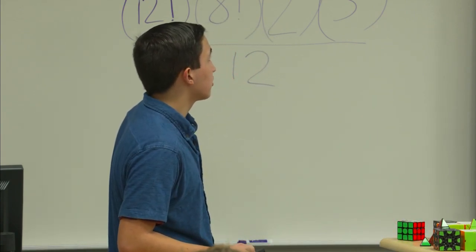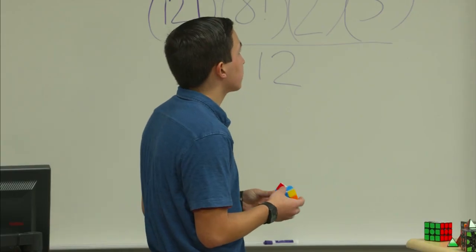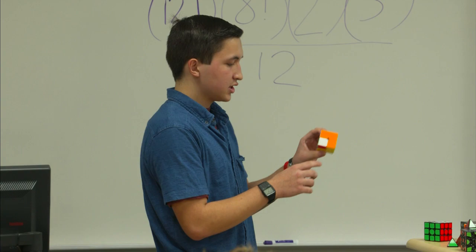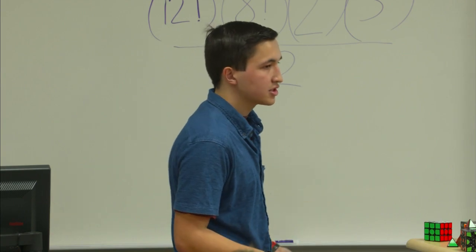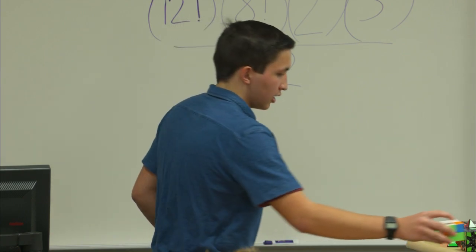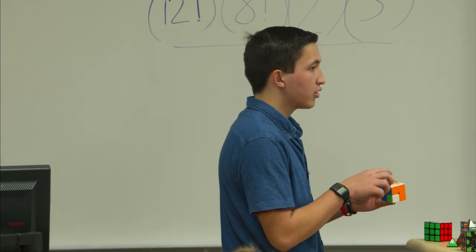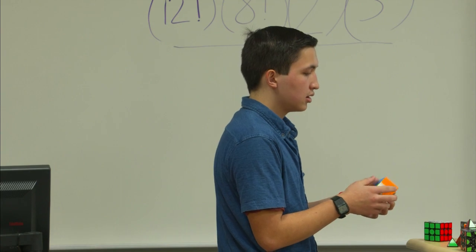So let's look at an algorithm called the inverse Y Perm. The inverse Y Perm, that's the notation there. This swaps the two opposite corners of a 2 by 2 by 2 Rubik's Cube and is used in blindfolded solving. So let me just do the algorithm here if I don't mess it up. Okay. So it swaps this corner and this corner. I've never successfully blindfolded solved a 2 by 2, but to my understanding, they'll do this one algorithm over and over, and they'll do these setup moves to swap certain pieces around until it's solved.